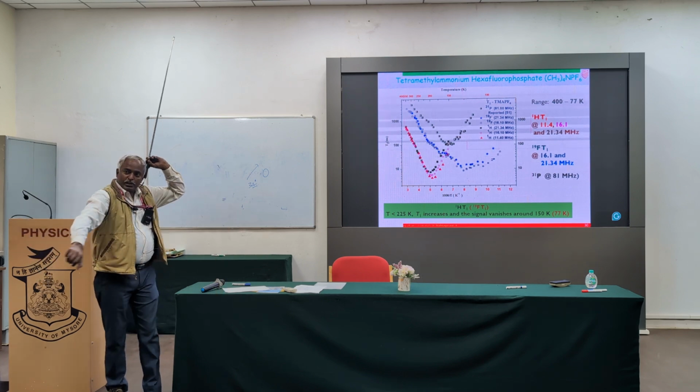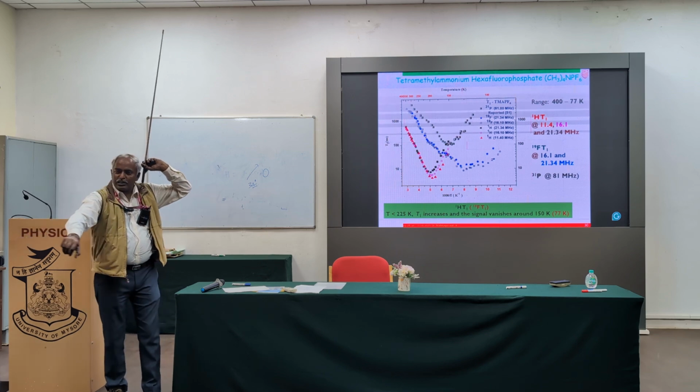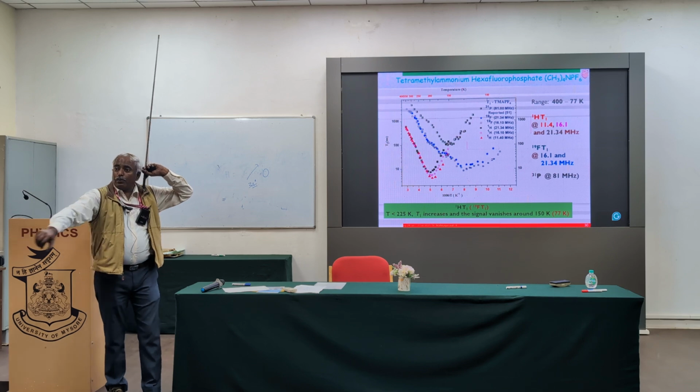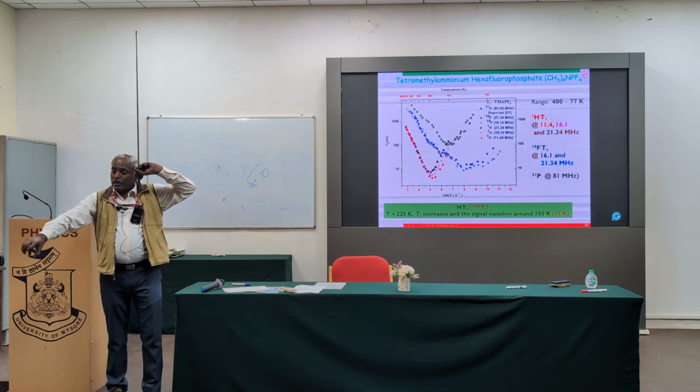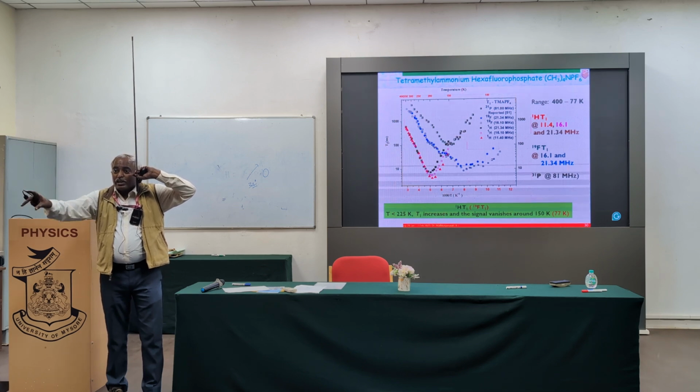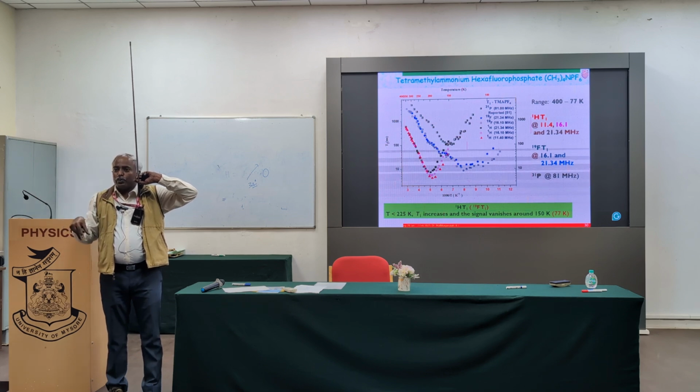Then there is one motion. Whatever way I am moving, the speed at which I am moving can be measured. The other motion is that one methyl group itself has a C3 symmetry, and the speed at which they are rotating can also be measured. This is the tetramethyl ammonium group cation.